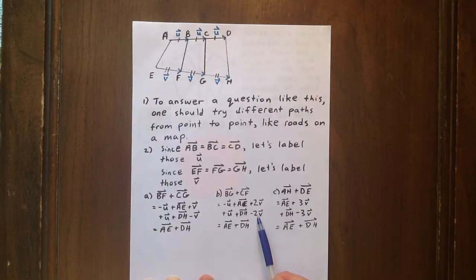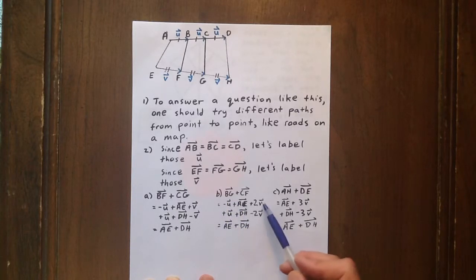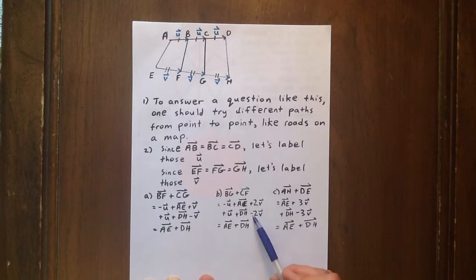And if we now take our opportunity to collect up our terms, we see that we have a negative u and a positive u, and a positive 2v and a negative 2v. And adding those up, we clearly get AE plus DH, and we've proven what we were trying to.